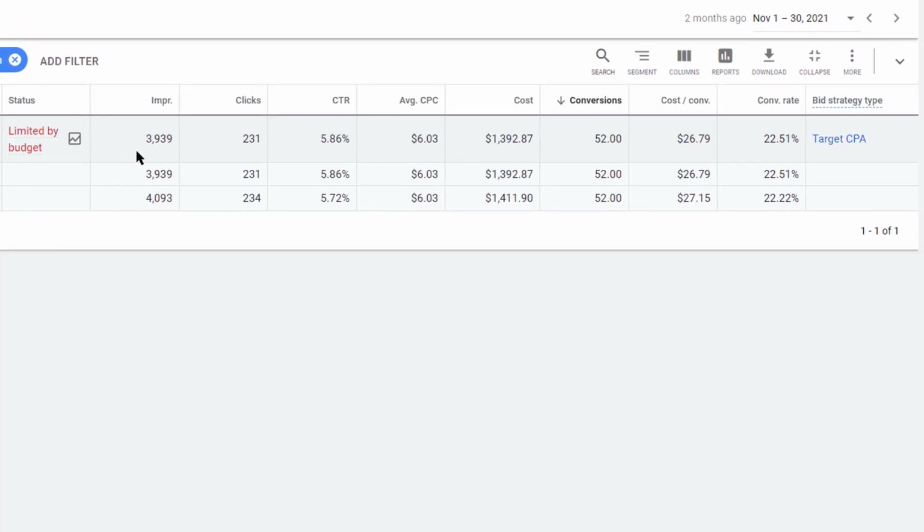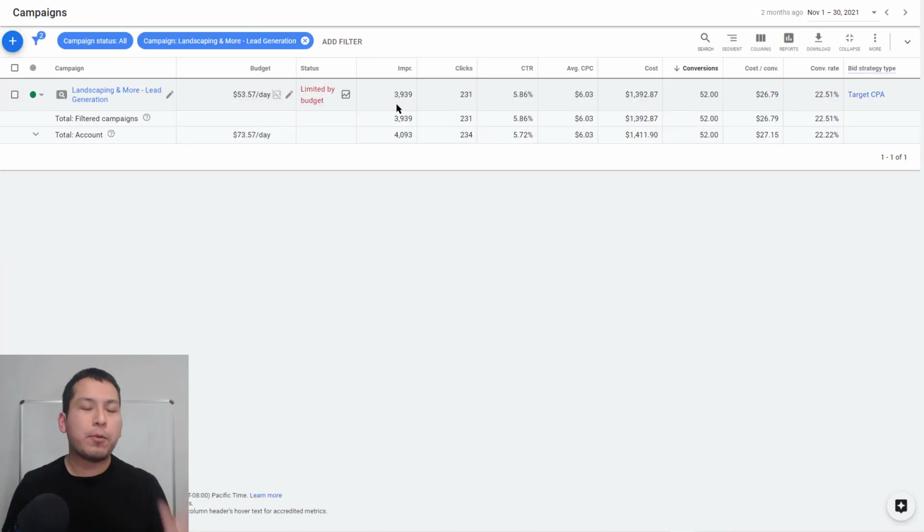So in November, we got 3,939 impressions. That's just how many times the ads appeared. And we got 231 clicks to those ads and a 5.86 click-through rate. So out of all those times it was seen, the click-through rate was nearly 6%. Not too bad. So the average cost per click here for a landscaping company in the Northern California region was $6.03. And in November, this client spent $1,392.87 for this campaign and got 52 conversions.